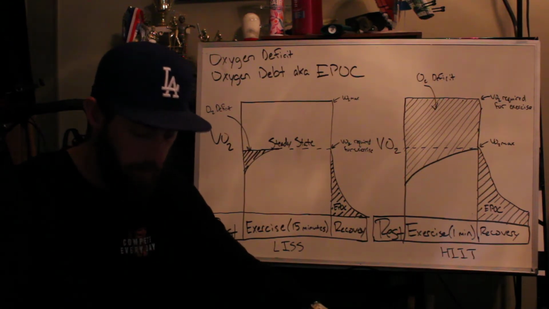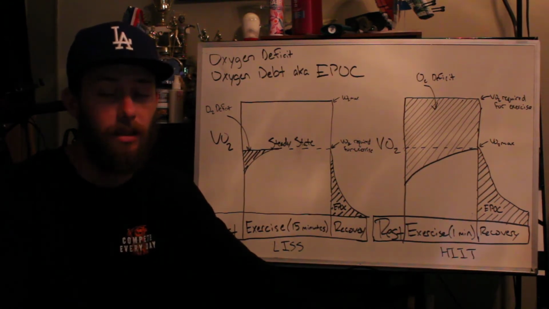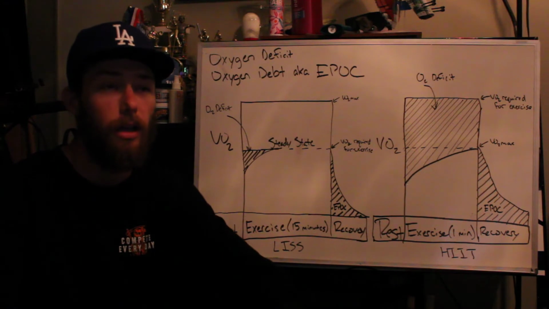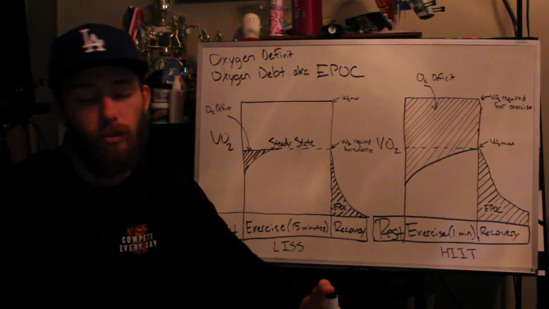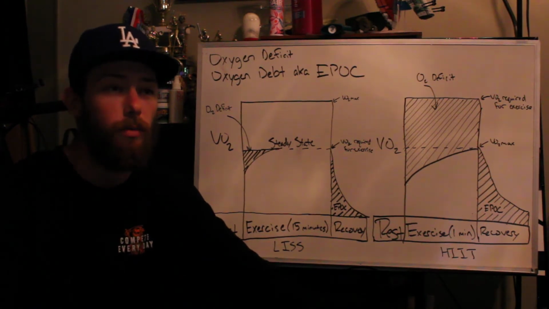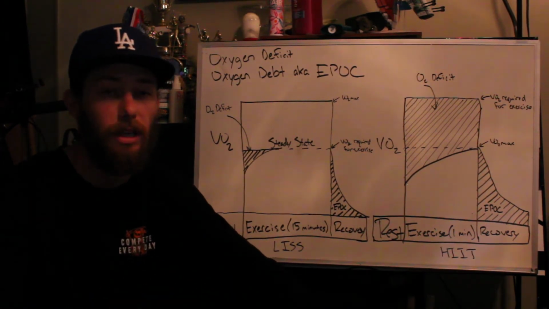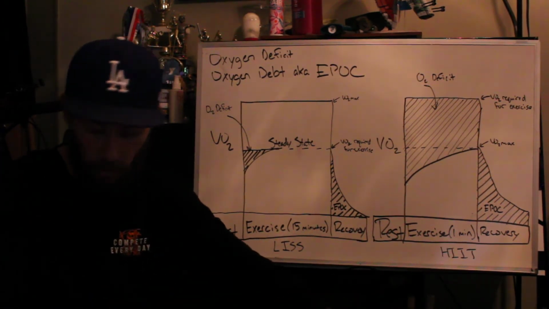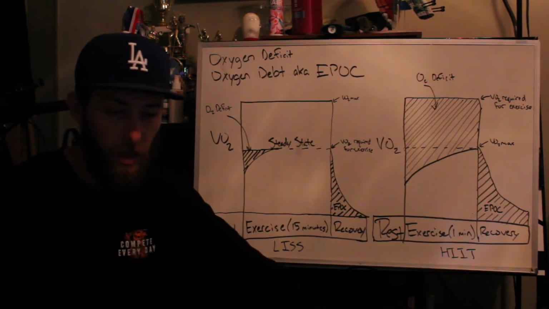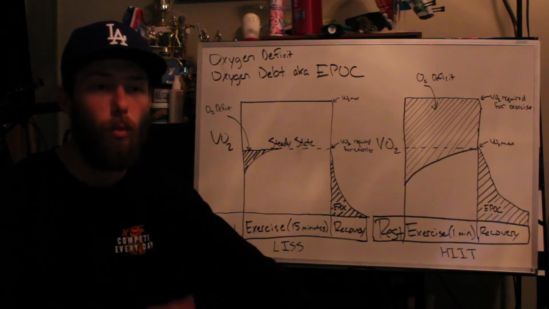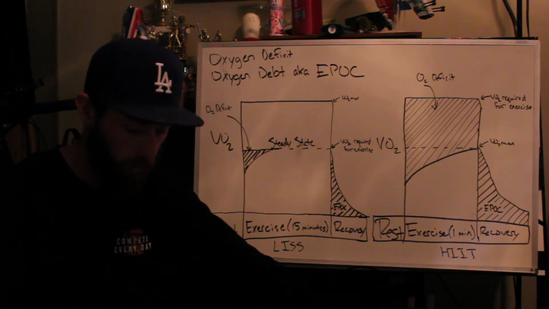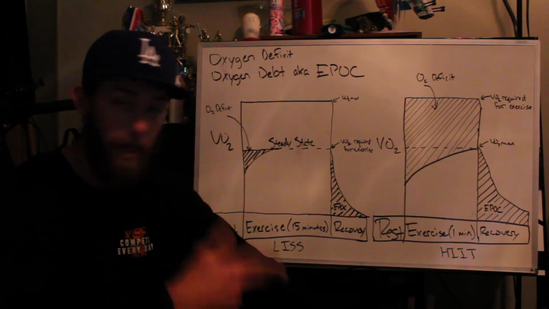As opposed to moderate intensity steady state or just LISS, low intensity steady state, you can do it every day or every other day. You could do maybe not every single day, like 6 days a week. I don't really recommend working out more than 6 days a week really. But you can do it much more frequently, as opposed to HIIT.